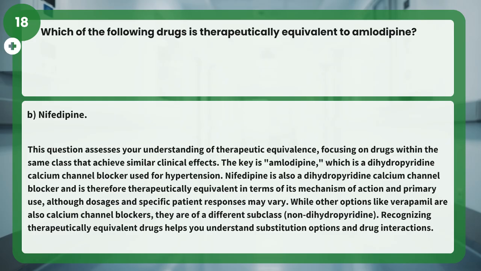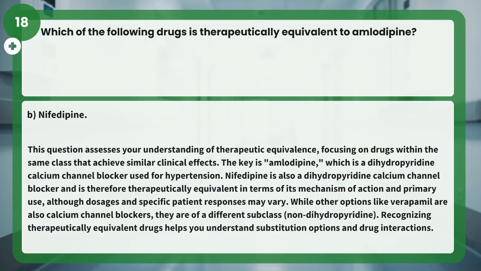Answer B. Nifedipine. This question assesses your understanding of therapeutic equivalence, focusing on drugs within the same class that achieve similar clinical effects. The key is amlodipine, which is a dihydropyridine calcium channel blocker used for hypertension. Nifedipine is also a dihydropyridine calcium channel blocker and is therefore therapeutically equivalent in terms of its mechanism of action and primary use, although dosages and specific patient responses may vary.